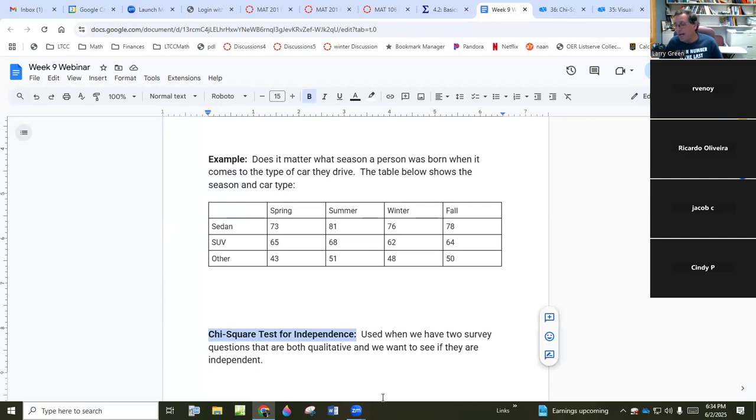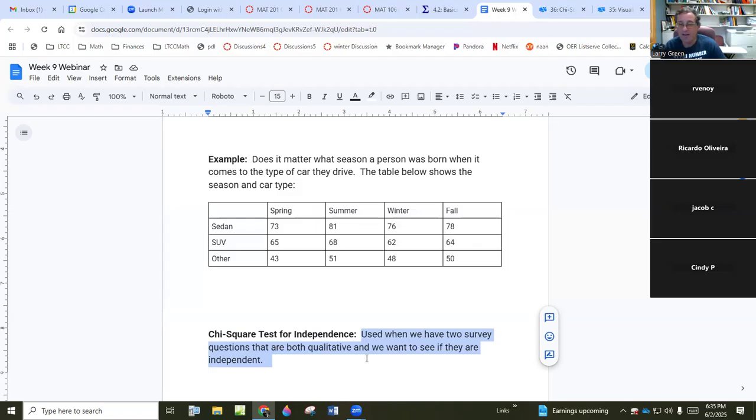And by the way, on the exam and on your discussion post, you are going to be asked to identify the test that you're using. So we had goodness of fit, and now we have a chi-squared test for independence. So make sure that you can write down those words. Does that make sense? It's used when we have two survey questions that are both qualitative, and we want to see if they're independent or dependent.